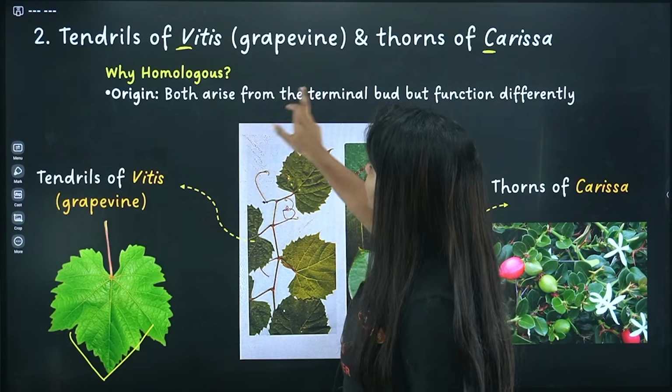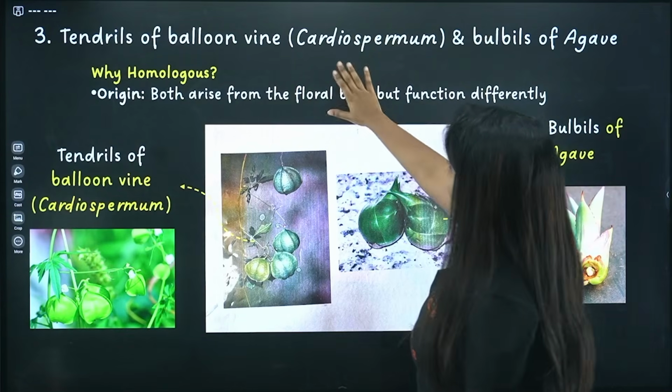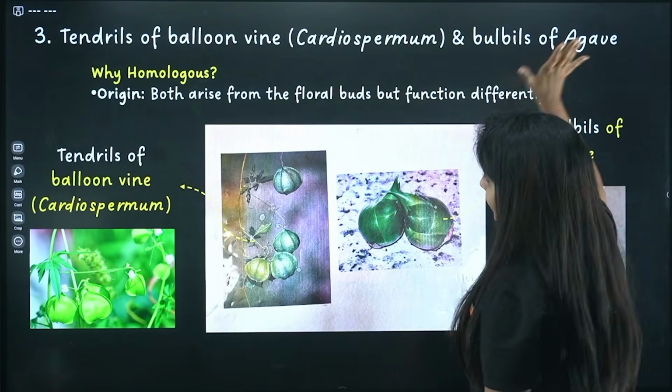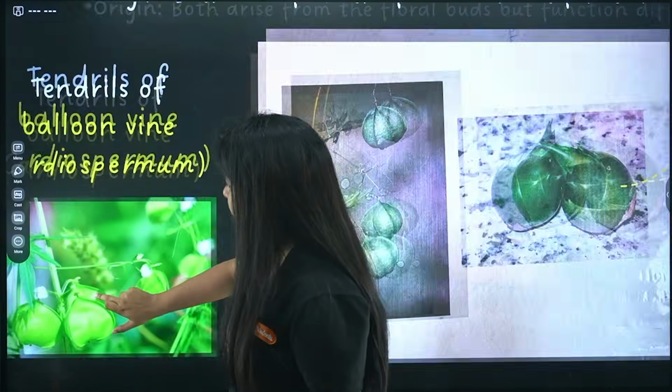So balloon vine is different from grapevine. Okay, balloon vine is different from grapevine, remember. And this is cardiospermum, and this is agave. So over here, what is happening? The actual plant looks like this. You might have seen it somewhere.